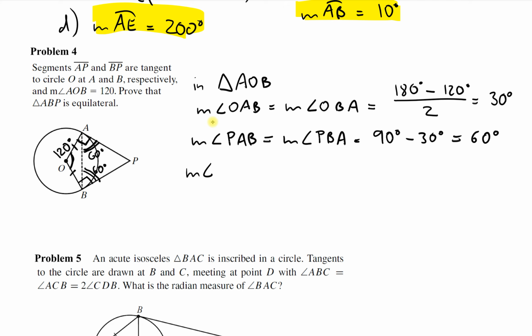So how do we know that measure of angle P is also 60? Because the sum of all angles in a triangle add up to 180, so we do 180 minus 60 degrees, which is measure of angle PAB, minus another 60 degrees, which is angle PBA. So that is going to leave us with 60 degrees. Okay, so that here is 60 degrees. Therefore, by the definition, we can say that triangle ABP is an equilateral triangle. Okay?